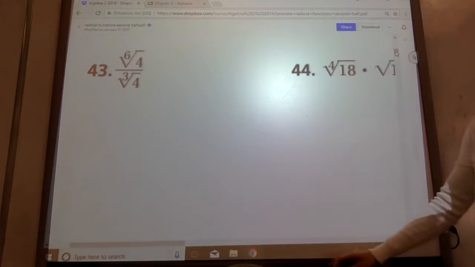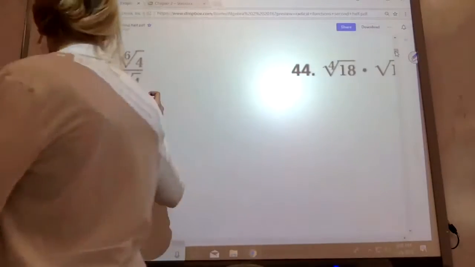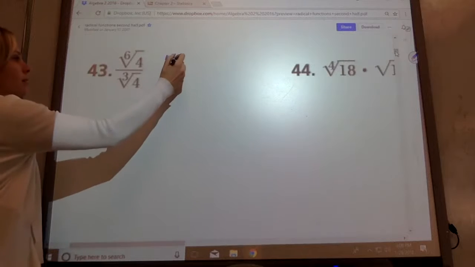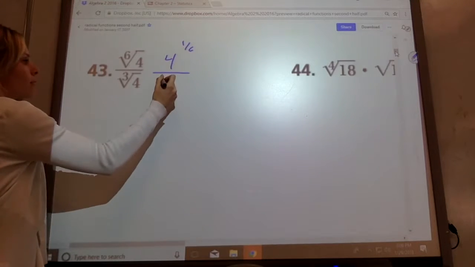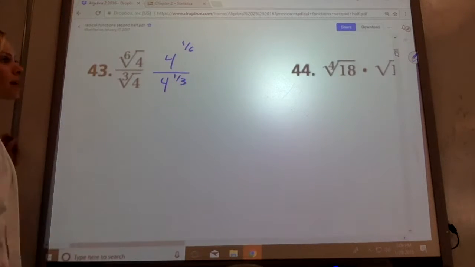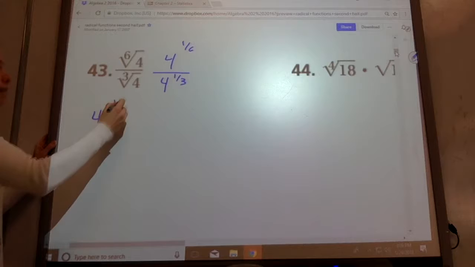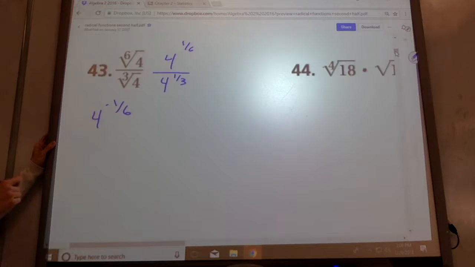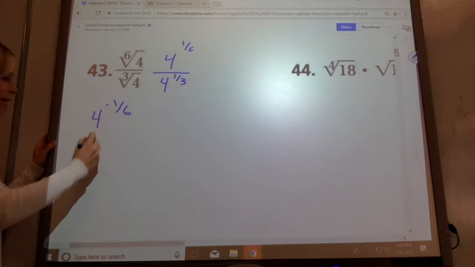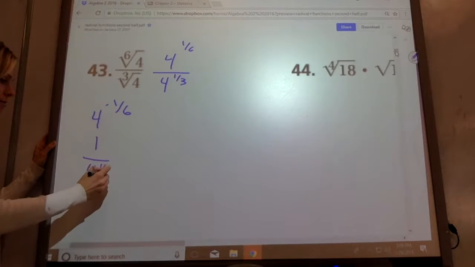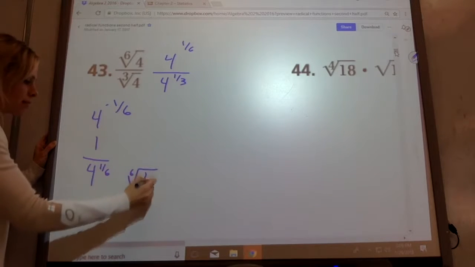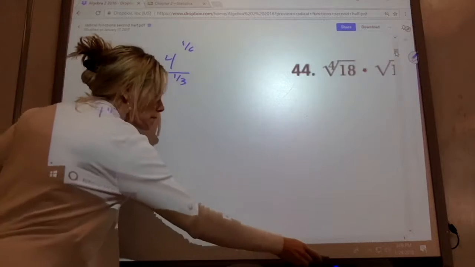All right, so 43, what do I see? Same bases. 4 to the 1/6, 4 to the 1/3. I am dividing, so I'm going to subtract. What's 1/6 minus 1/3? Negative 1/6. Good. Make it positive. Change it into a radical, right?